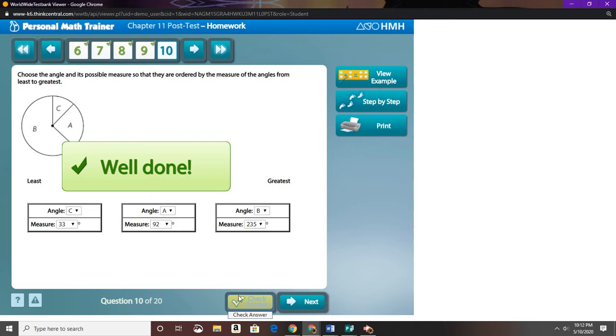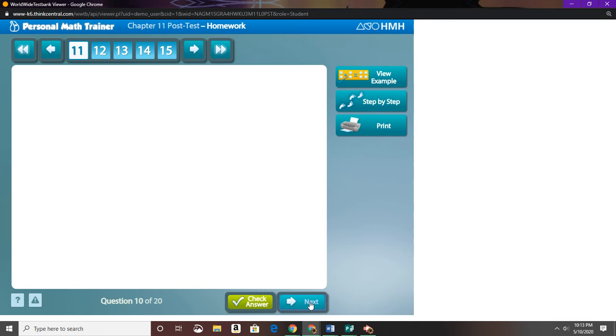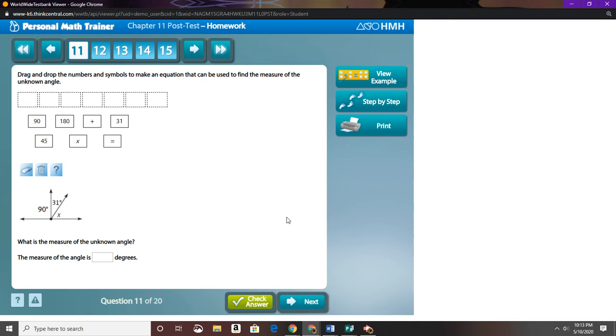And there we have it. Okay. So least to greatest, you're putting the numbers least to greatest, and you're in good shape. Question 11, 3 people missed.